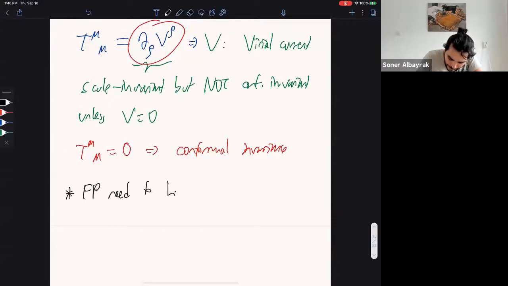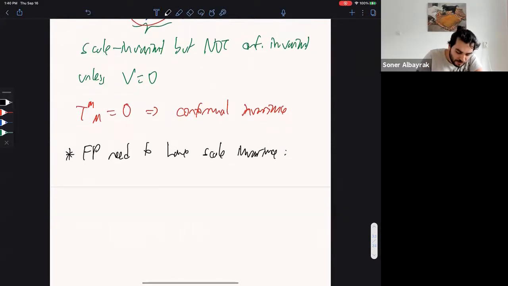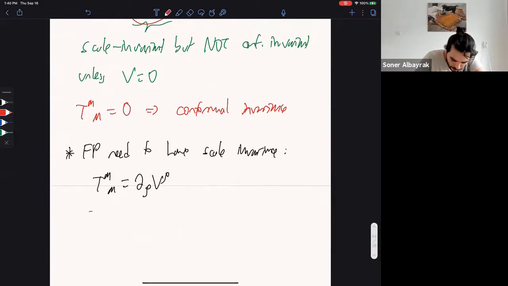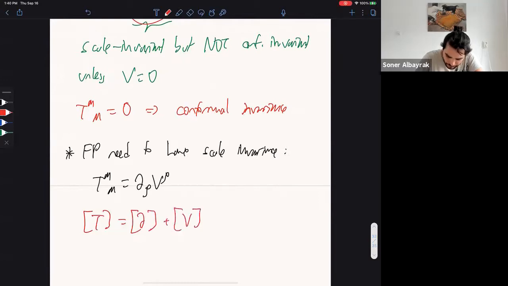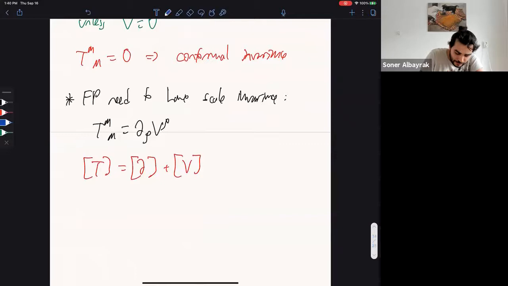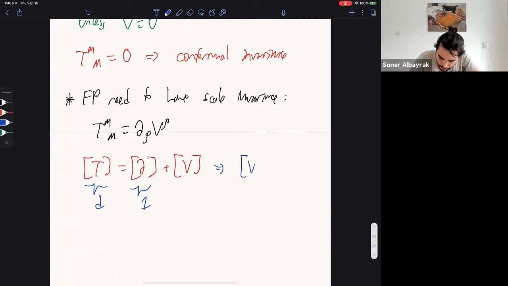Now, earlier we argued that the fixed points of phase diagrams need to have scale invariance. So we may argue in general, they can be of the form T mu mu is equal to delta rho V rho. So we don't need to have conformal invariance, and it's perfect at the classical level. But take the mass dimension of this equation. We have T is equal to delta plus V. Because of the Ward identity, this is always D. This is simply 1. That means V should have the mass dimension D minus 1.